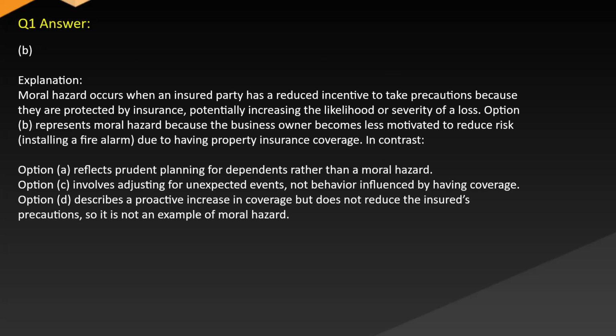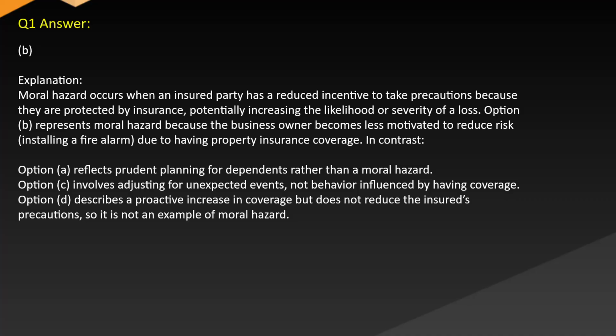Answer B. Explanation. Moral hazard occurs when an insured party has a reduced incentive to take precautions because they are protected by insurance, potentially increasing the likelihood or severity of a loss. Option B represents moral hazard because the business owner becomes less motivated to reduce risk by installing a fire alarm due to having property insurance coverage.